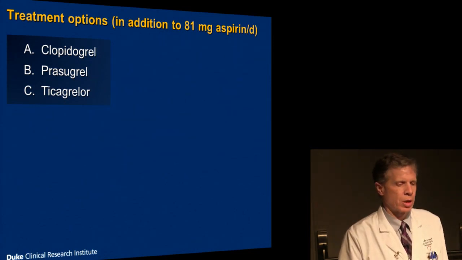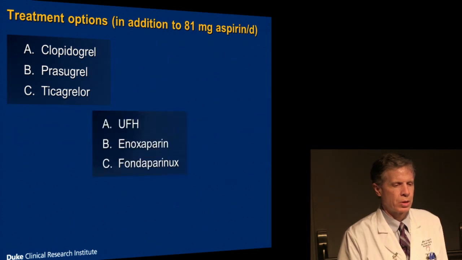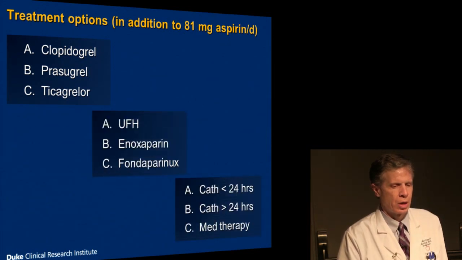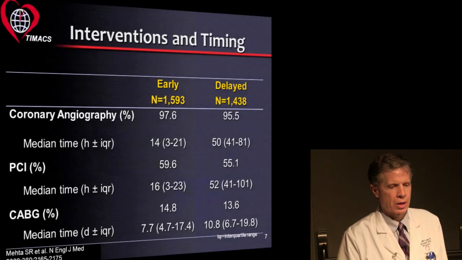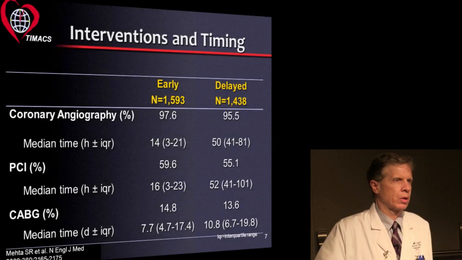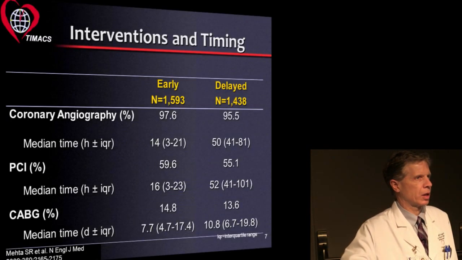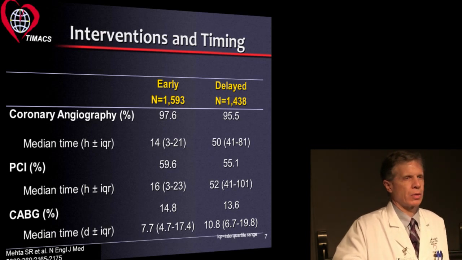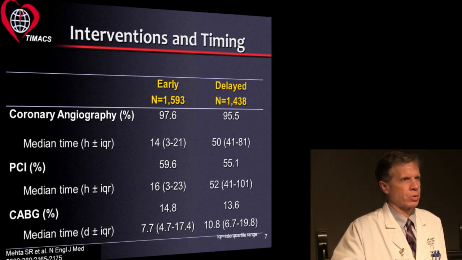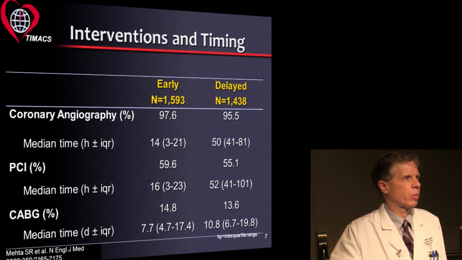And so then some of the treatment options include, in addition to aspirin, what do we pick for a P2Y12 antagonist, for anticoagulation, for a cath strategy. And relative to the cath strategy, I do believe these data. I was a co-author on this manuscript, but I tend to be skeptical of subgroups. But I think these data are probably real. And this was from the TIMACS trial.